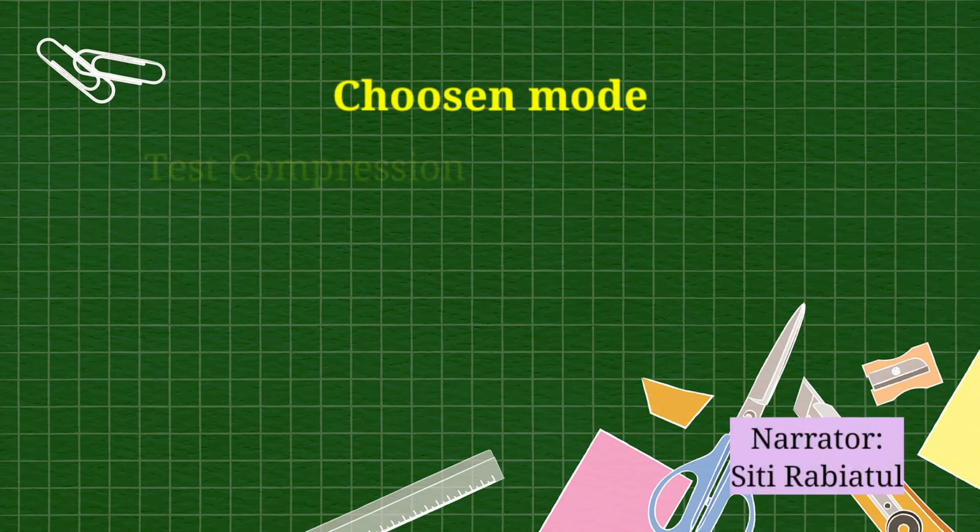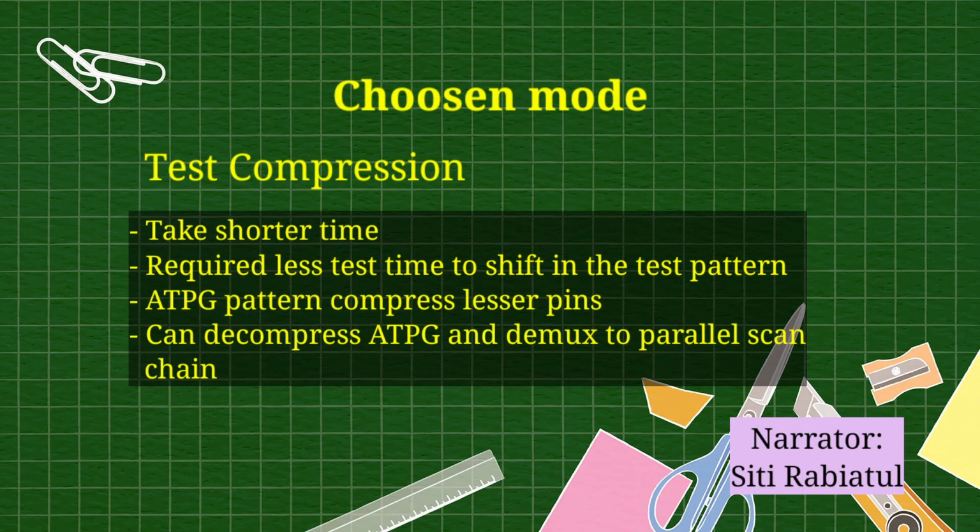For this project, our group used test compression mode. Why? Because the testing time can be shorter since the shift in and out process was designed as multiple scan chains. Shorter scan chains require less test time to shift in the test pattern when scan enable is high, but testing cost is still high as more pins are needed to drive the ATPG pattern into the design under test, and there are many scan patterns per chip.